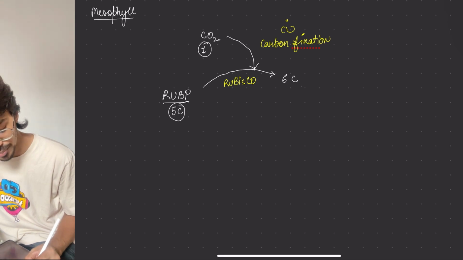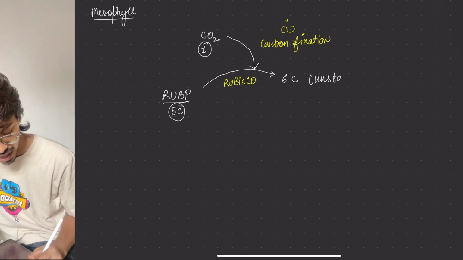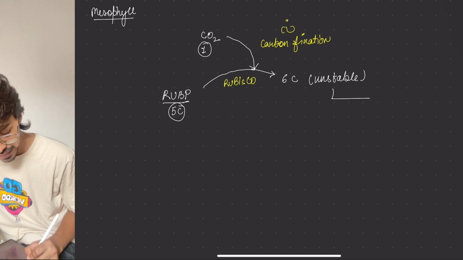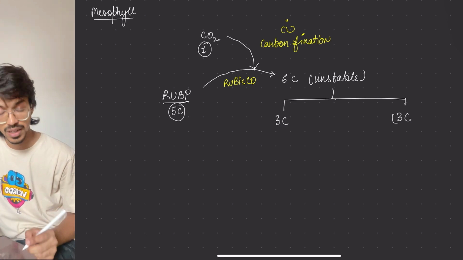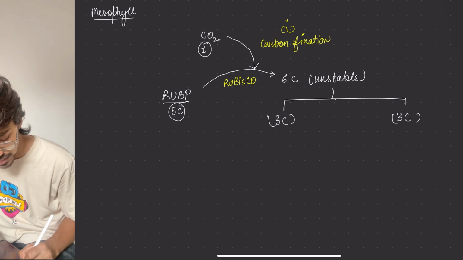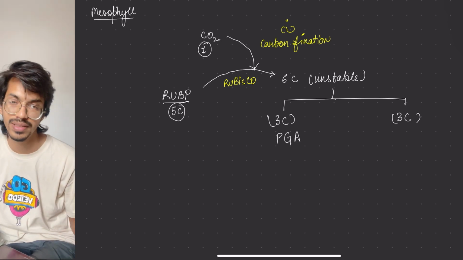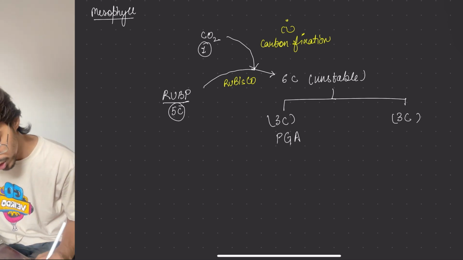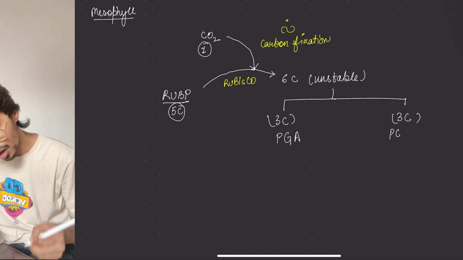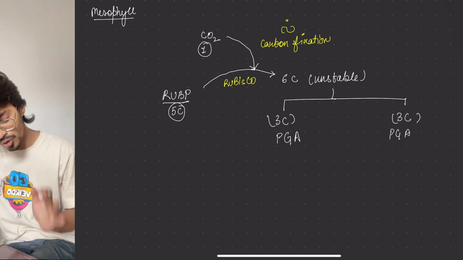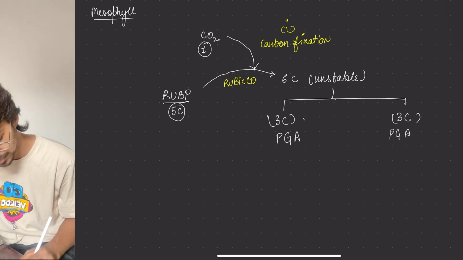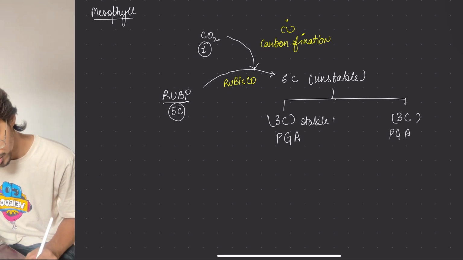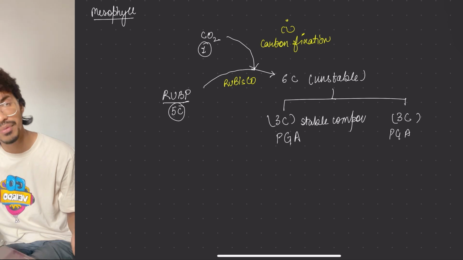This 6 carbon compound is highly unstable and it breaks down into 2, 3 carbon compounds. This 3 carbon compound is phosphoglyceric acid or phosphoglycerate. So the first step is over. The first stable compound is a 3 carbon compound, phosphoglyceric acid. This you have to remember.